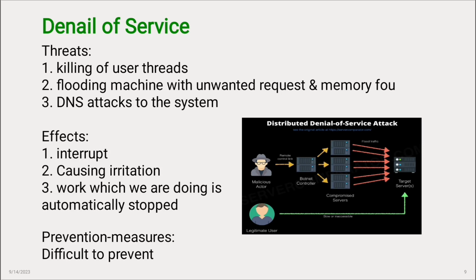The last one is denial of service. From this figure we can clearly understand what denial of service is. When we are sending a message, the message will not be received by the receiver; the message will be denied. Threats that occur in denial of service are killing of user threads, flooding the machine with unwanted requests and memory, and DNS attacks on the system. Effects are interruption, and the work we are doing is automatically stopped. Prevention measures: it is difficult to prevent.